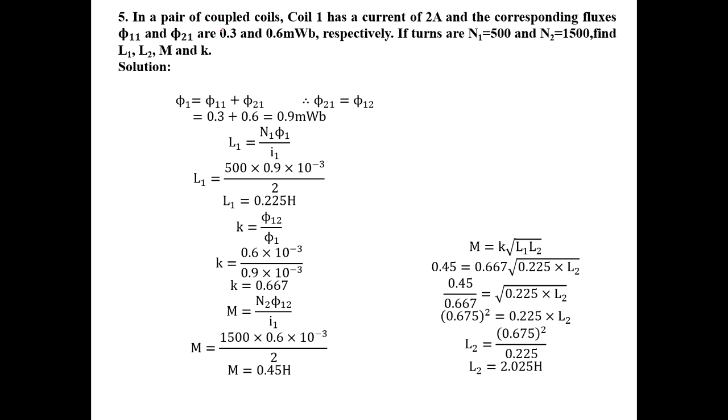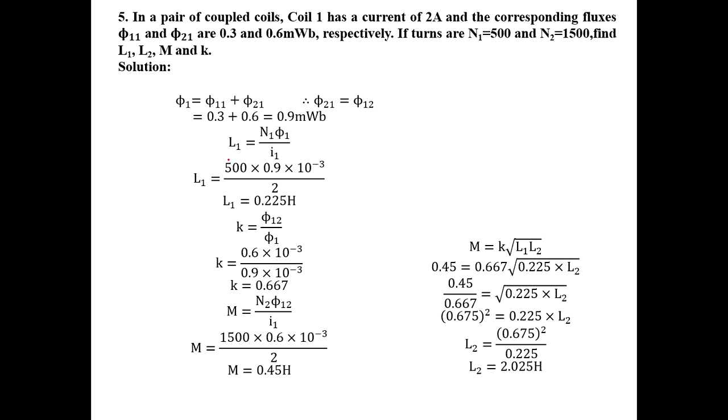In a pair of coupled coils, coil 1 has a current of 2 ampere and the corresponding fluxes phi 11 and phi 21 are 0.3 and 0.6 milliweber respectively. If turns are N1 equal to 500, N2 equal to 1500, find L1, L2, M and K. We know that phi 1 is equal to phi 11 plus phi 12. In this problem they gave phi 21. Here we can write phi 21 is equal to phi 12. So phi 1 is equal to phi 11 plus phi 21. Just substitute the values. We got the answer 0.9 milliweber.